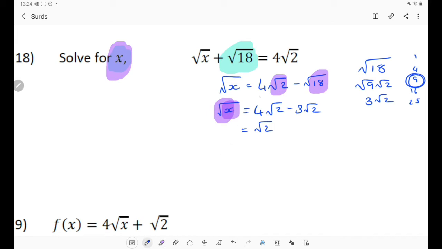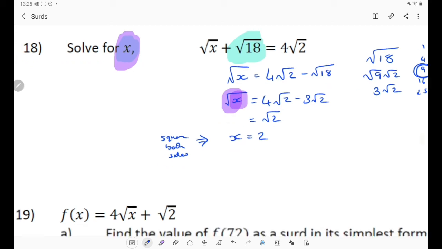2 ways of doing this. You can either say, well, by comparing, looking under the bracket, obviously x is 2, or if you like doing balancing, what you do to one side you do to the other, you could square both sides. Okay? And that would give you your x equals 2. Okay.